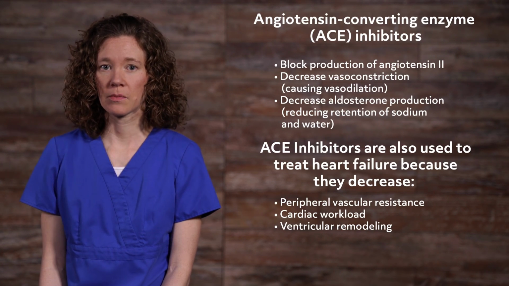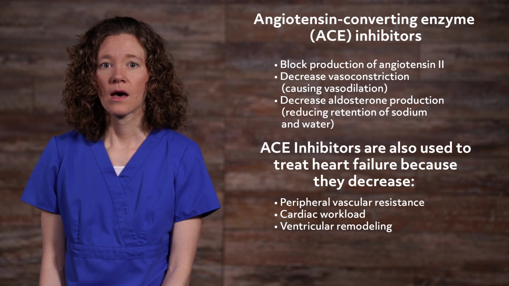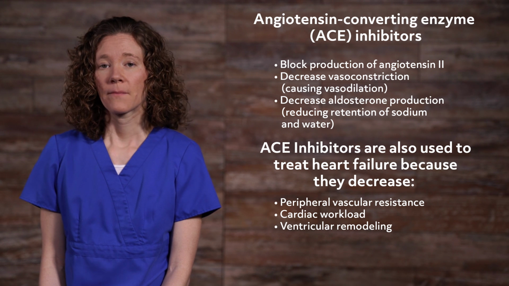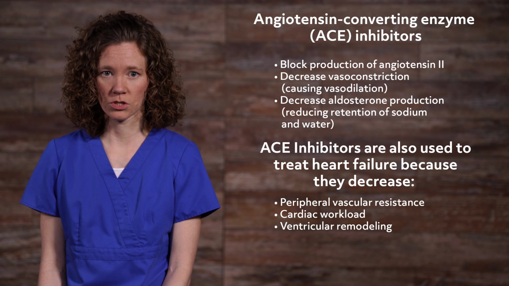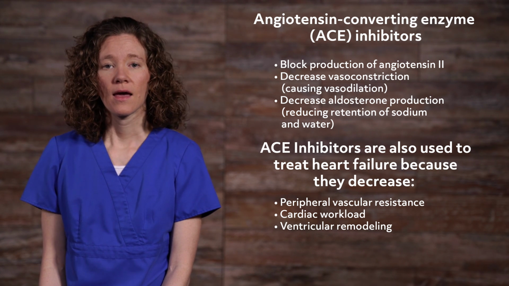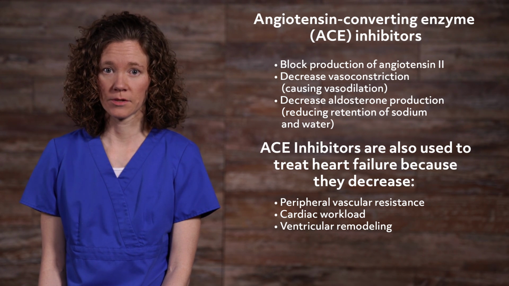ACE inhibitors are considered first-line therapy in the treatment of stage 1 hypertension. The angiotensin-converting enzyme, or ACE, is mainly located in the endothelial lining of blood vessels, which is where most angiotensin II is produced. ACE inhibitors block this enzyme that normally converts angiotensin I to angiotensin II, a powerful vasoconstrictor. By blocking the production of angiotensin II, ACE inhibitors decrease vasoconstriction, causing vasodilation, and decrease aldosterone production, which reduces the retention of sodium and water.